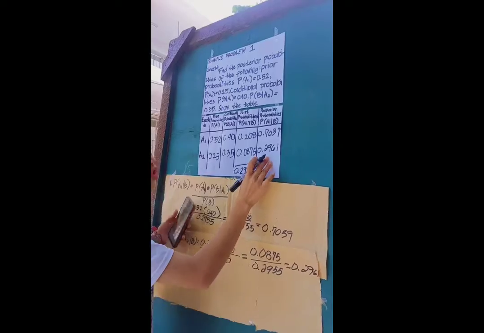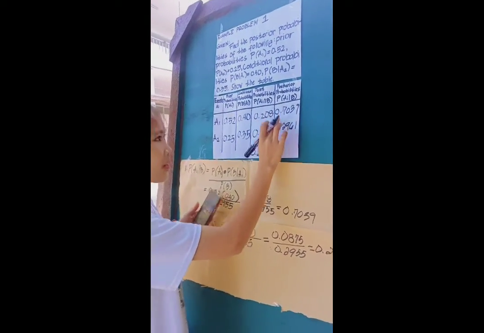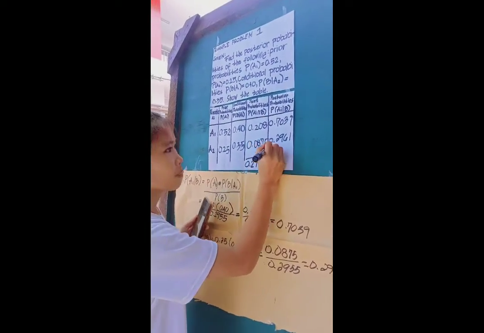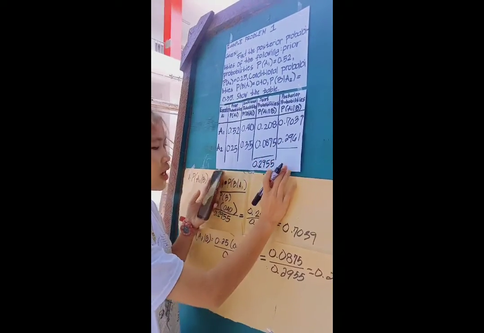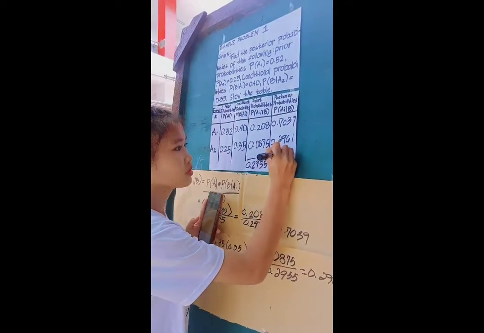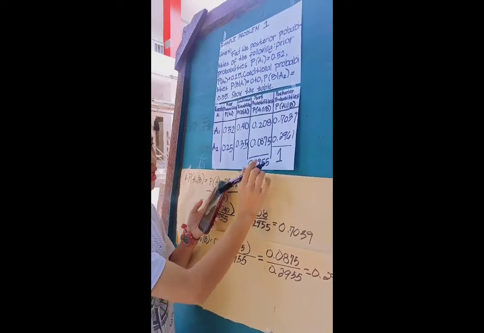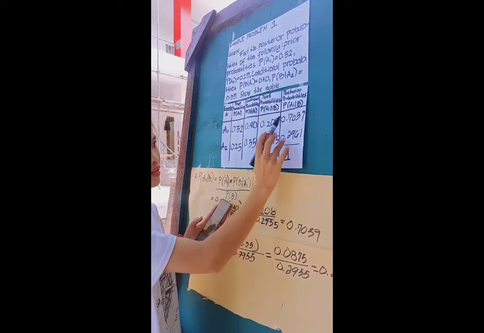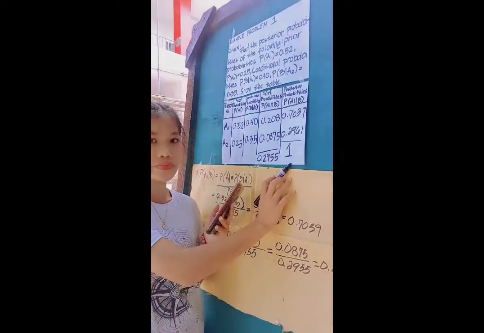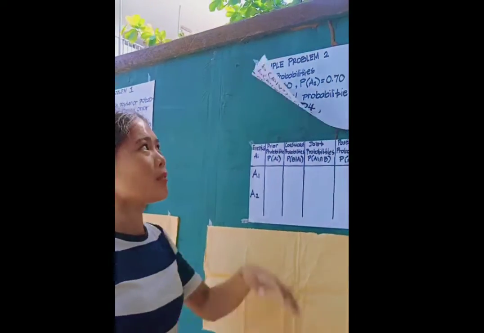Then to know your answer is correct, we add the two. It must be equal to 1. Now your answer is correct because when we add them, the result is 1. And then, let's proceed to example problem number 2.